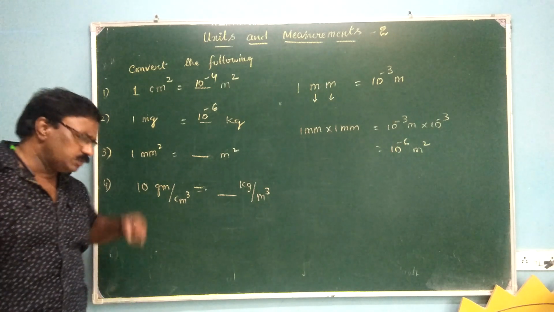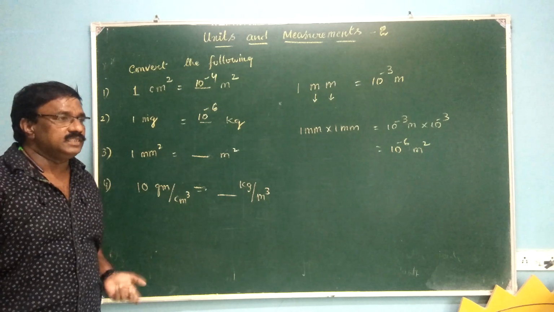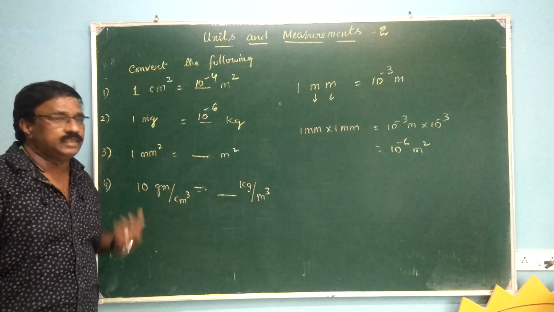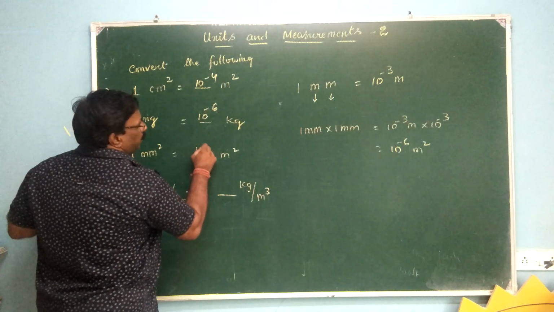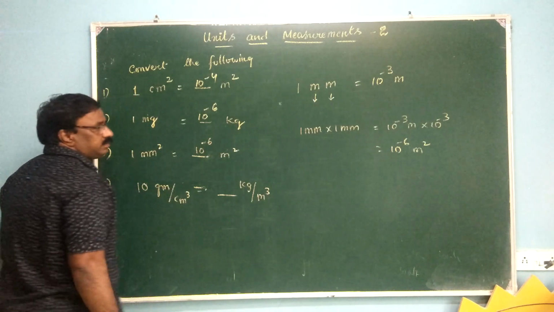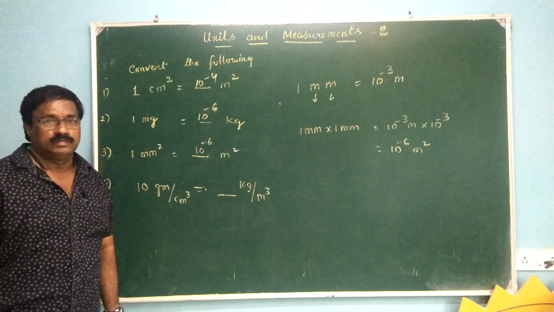It is a must because in most of the numericals they won't give units properly. Some units will be given in CGS and you have to convert into SI. So this is the way to do. So 1 mm square is how much? 10 power minus 6 meters square. Very important. Next.